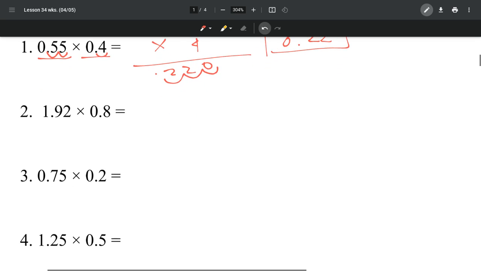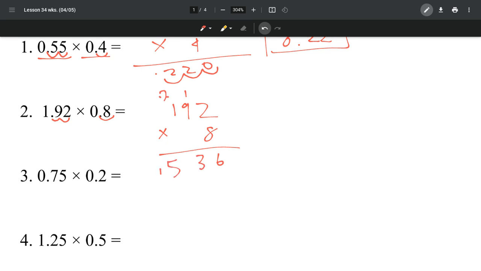Okay, number 2, we have 1.92 times 0.8. Again, we're going to move the decimal point and make it a whole number. So we can do 192 times 8. That's 73, and then that's 15. So we have 1536. Is our answer 1536? No, right? Because we have to move the decimal point back. We moved it 3 times to the right, so we're going to move it 3 times to the left and put a decimal point there. So our answer is 1.536.